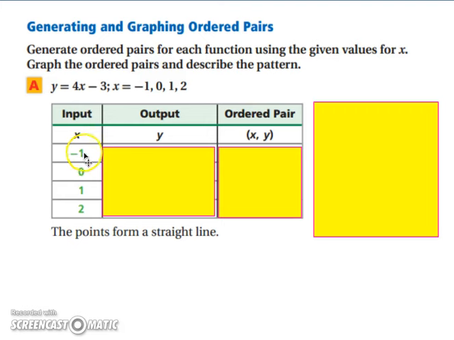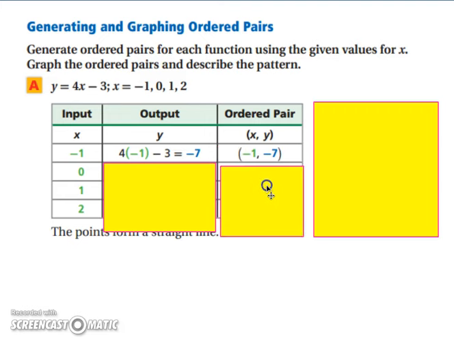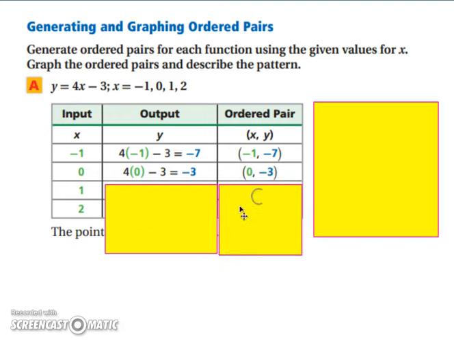So we're going to insert -1 into our equation. So we have 4 times -1 minus 3, which is -7. Alright, so now let's look at 0. So we're going to input 0, or substitute 0 in. And we have 4 times 0 minus 3 equals -3. So our ordered pair is 0, -3.